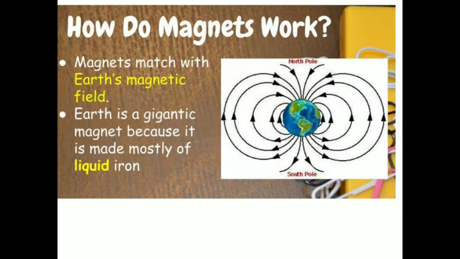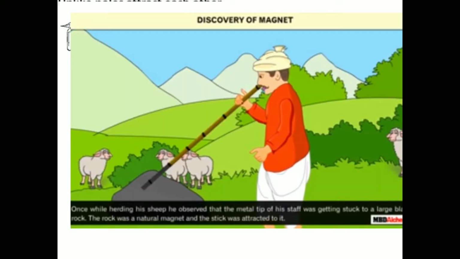Now, how do magnets work? Magnets match with the Earth's magnetic field. Actually, the Earth is a giant magnet, because it is made up of mostly liquid iron. So it is a giant magnet, and it has a magnetic field. Magnets match with the Earth's magnetic field. On this basis, the magnets are working.